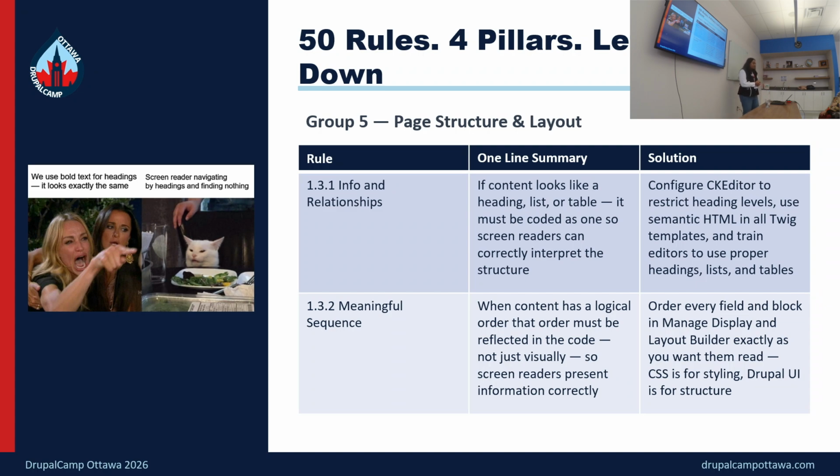Let's move on to the next one, that is 1.3.2, meaningful sequence. When content has a logical order, that order must be reflected in the code as well, so that screen readers present information correctly. Sometimes what happens is we just use CSS flexbox or grid, that creates another sequence, but that should not be the case. CSS should be used only for styling, not for reordering. The solution is to order every field and block in the manage display and layout builder exactly as you want it to read. CSS is just for styling, don't use it for reordering.